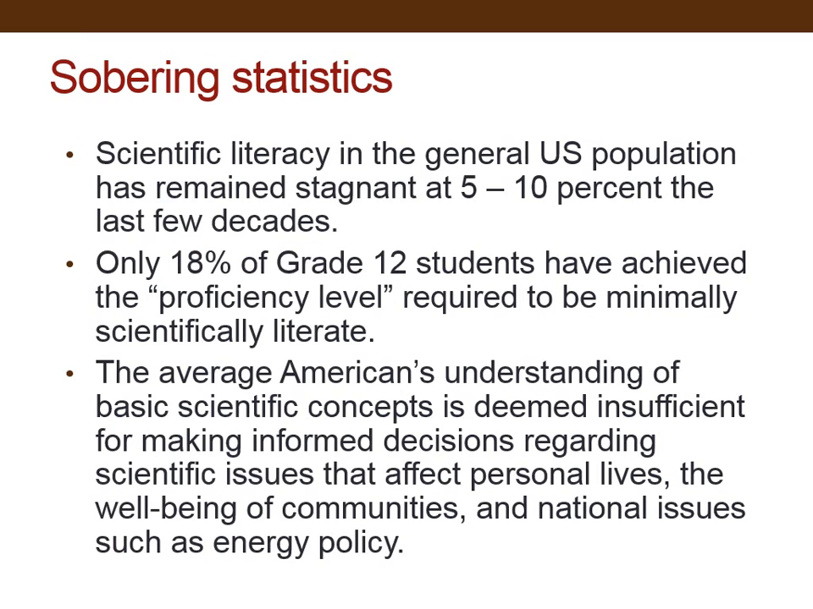But in general, according to whichever way you measure, it's been stagnant at 5 to 10% of the population, and that means that really only 5 to 10 out of 100 people that you would see on the street, for example, would be what we consider scientifically literate. Likewise, if you look at grade 12 high school students as they're graduating, only 18% have achieved a proficiency level that's required to be what is considered minimally scientifically literate.